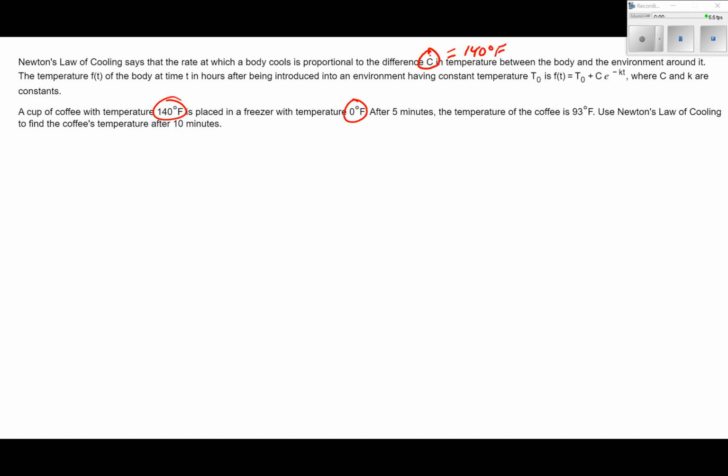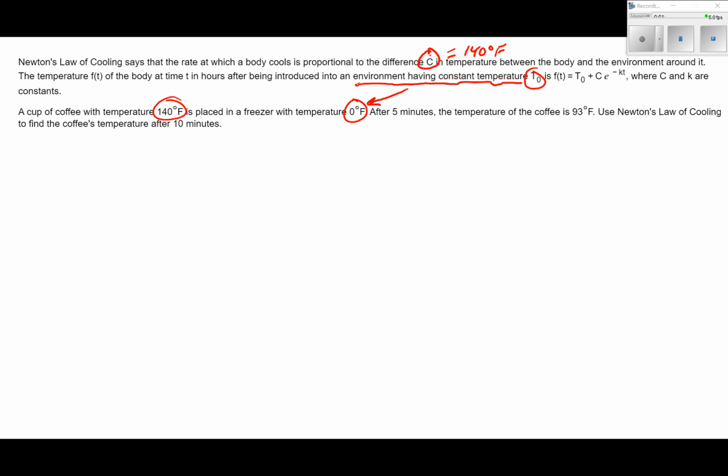The temperature function f of t of the body at time t hours after being introduced into an environment having a constant temperature of T sub 0. So the environment has a constant temperature of T sub 0. That's this 0 degrees. So that constant temperature in the environment, in the freezer, is 0 degrees, and it is found by this function where C and k are constants.